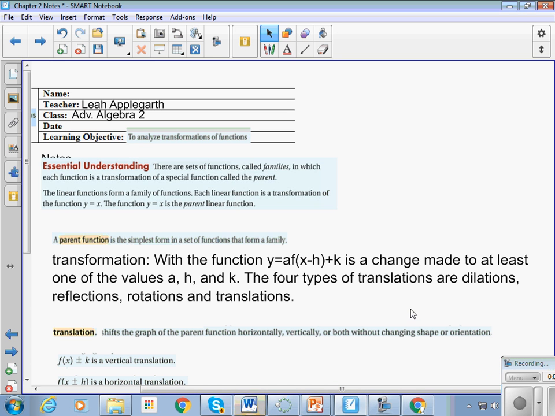You're at the middle. Yes. So everything after parent function you're going to be writing.